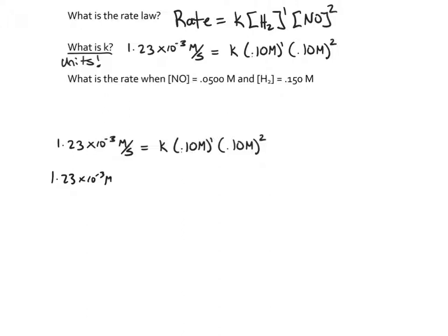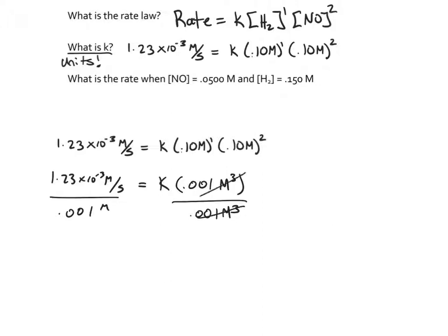Nothing changes there. It's 1.23 times 10 to the negative third molarity per second. But over here, I'm going to combine like terms and multiply my numbers together and get a value. Now, 0.1 to the first power times 0.1 to the second power equals 0.001. And the new units are molarity times molarity squared, or molarity cubed. Now using simple algebra, I'm going to divide by 0.001 molarity cubed on each side, and I'm going to cancel out everything on the right, so I isolate k by itself.